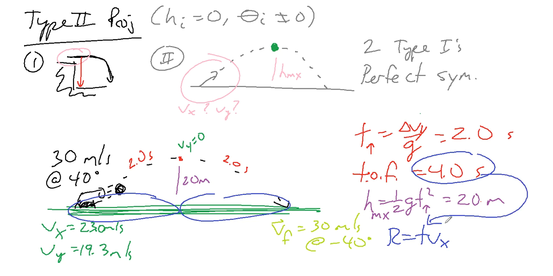So if I do that 4 seconds, I'll do the 4 seconds for my total time, times my Vx that I had at the beginning, which is like 23. I've got a range of 92 meters. So there's the total range for my projectile. So again, it's pretty much the exact same thing as a type 1, just got to double a couple things here and there, and that's it.